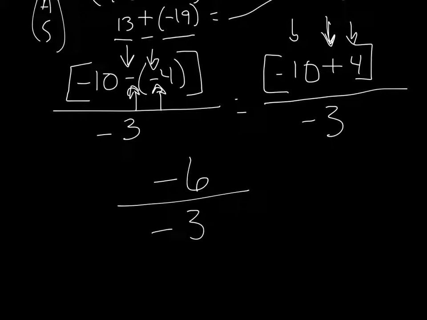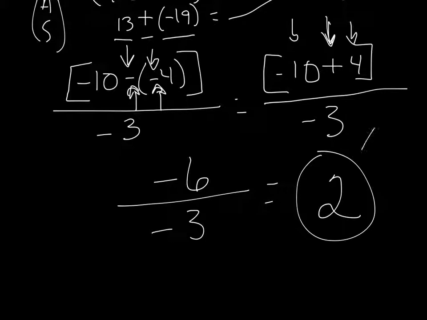divided by negative 3. Okay. So, 6 divided by 3 is 2, and a negative divided by a negative is what? It's positive. So my answer is a positive 2. So again, that one was number 28.